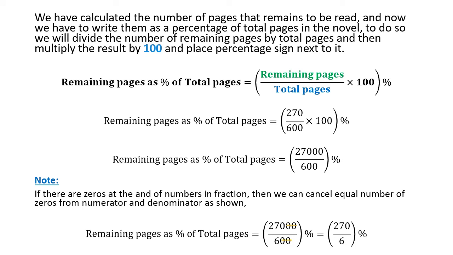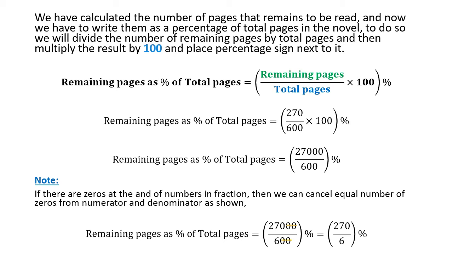We have calculated the number of pages that remains to be read, and now we have to write them as a percentage of total pages in the novel. To do so, we will divide the number of remaining pages by total pages and then multiply the result by 100 and place percentage sign next to it and simplify.